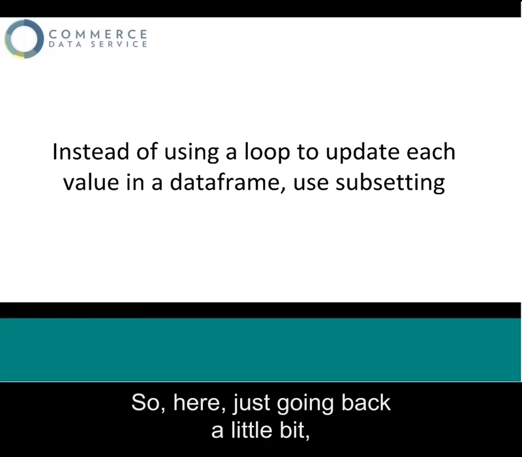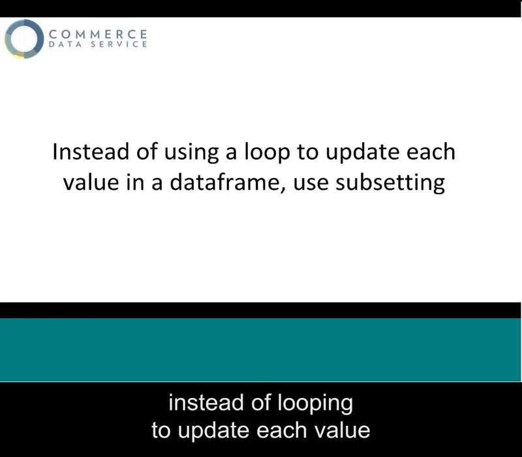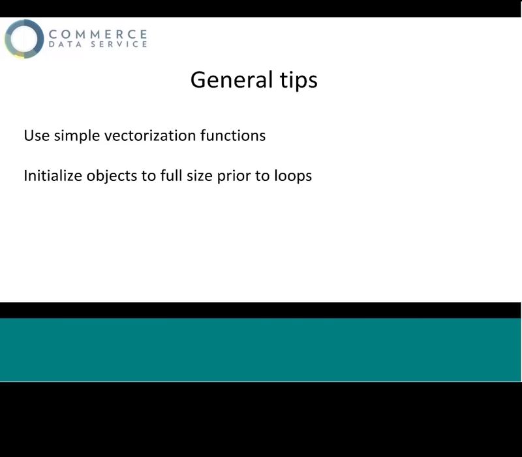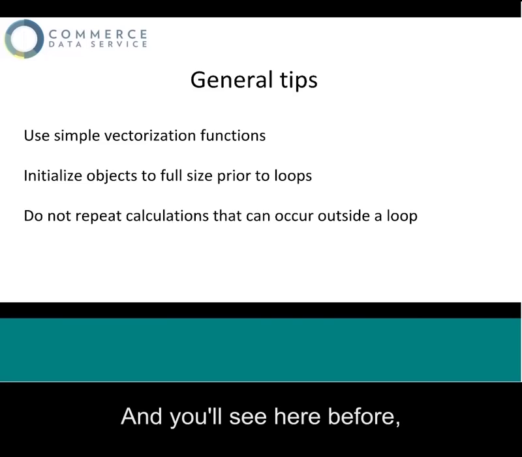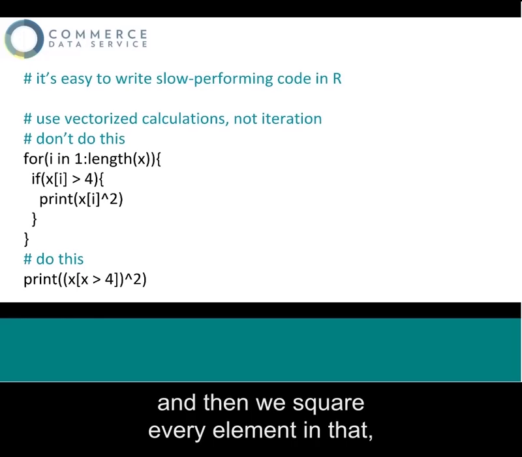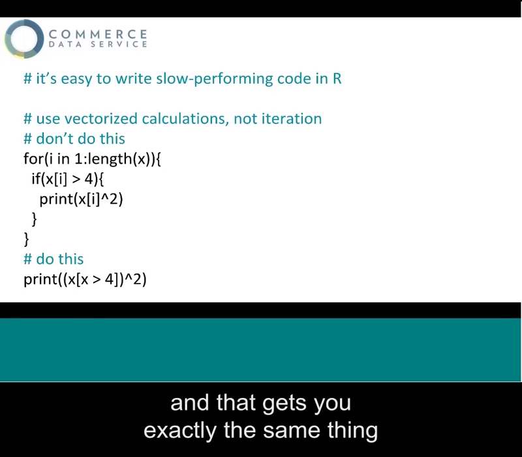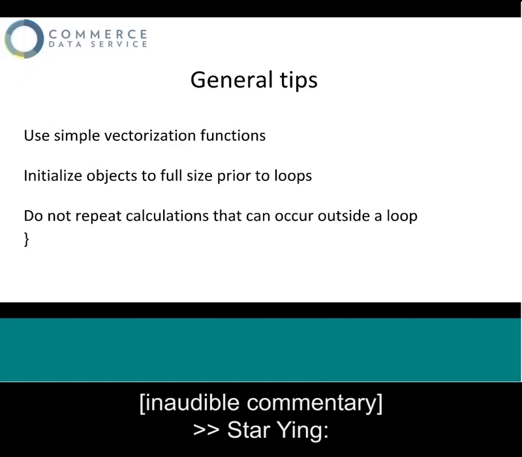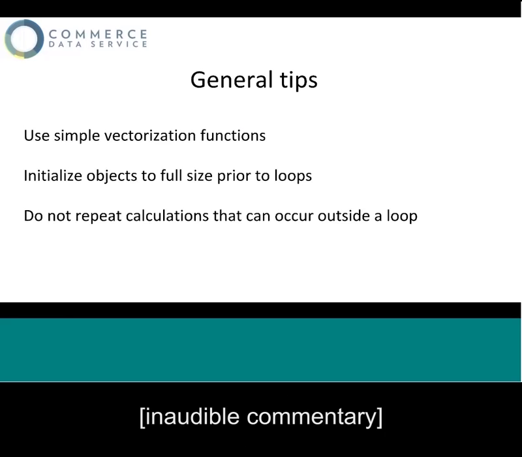So here, just going back a little bit, instead of looping to update each value in the data frame, we subset. And you'll see here before, we subset by x greater than 4, and then we square every element in that. And that gets you exactly the same thing you saw in the loop. I'm sorry, can you speak louder? Uh-huh.